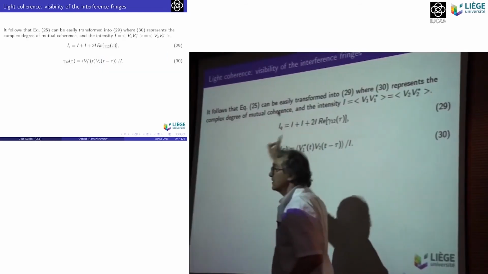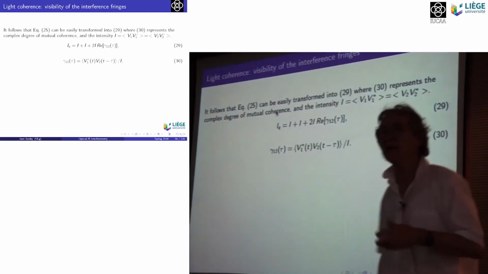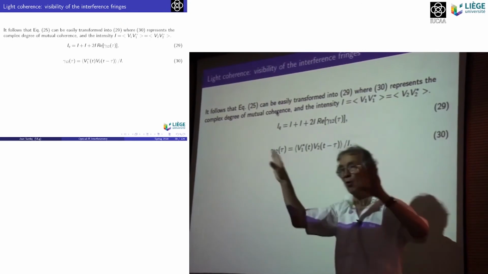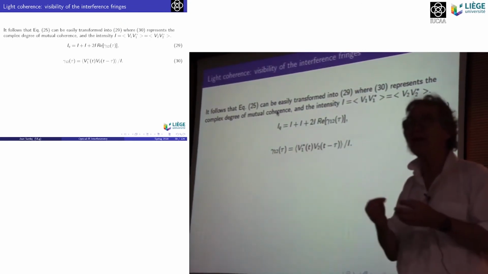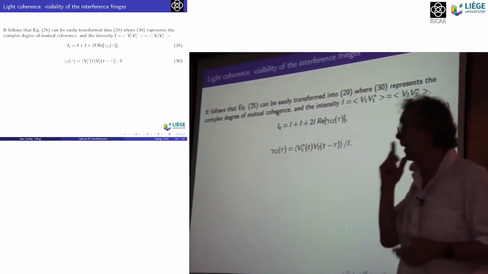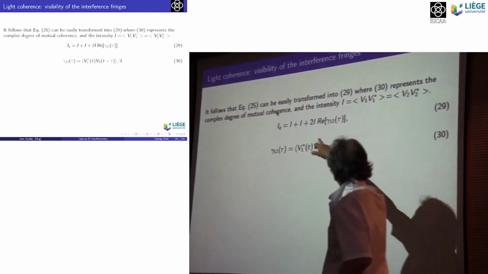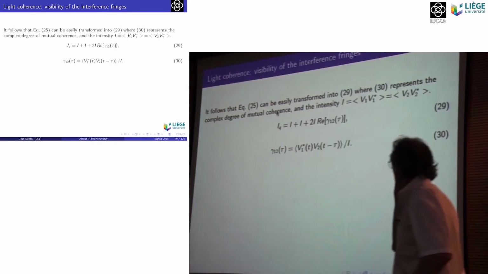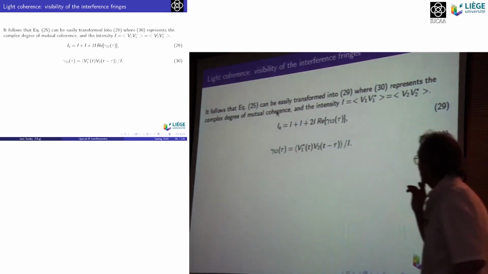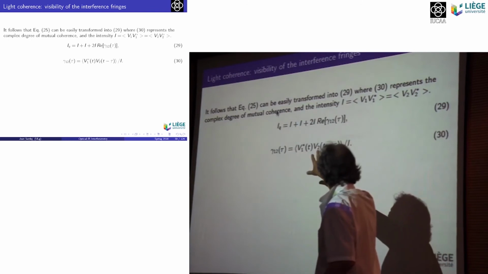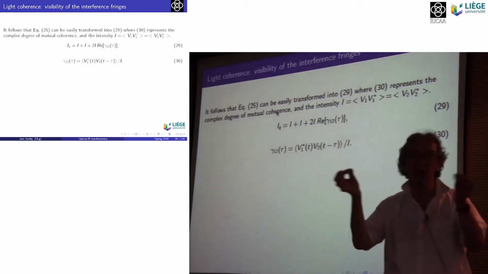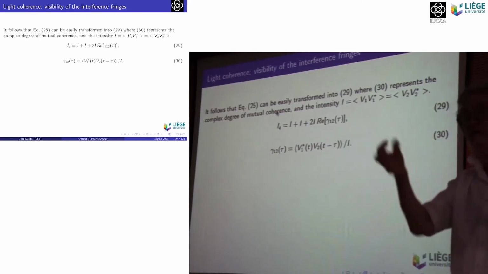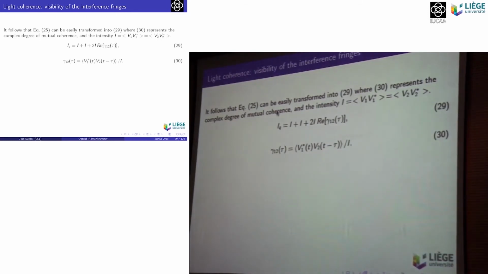So the intensity in the observer screen is equal to what? Well, the contribution from the two holes, plus their interfering contribution, which is twice intensity multiplied by the real part of the complex degree of mutual coherence. So you see, this is a correlation coefficient which measures the degree of correlation of the two electric fields at point 1 and point 2.